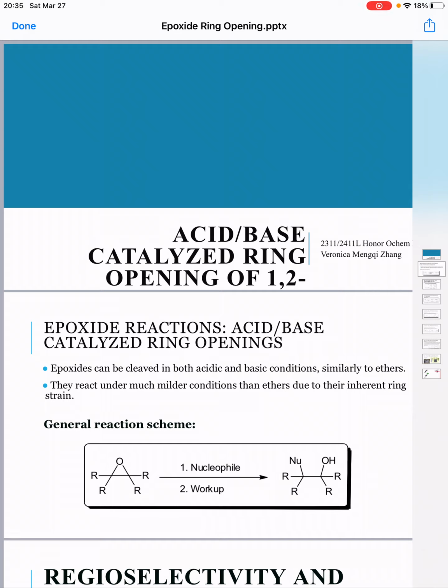In this experiment, you will be working in a group of two, where one student will run the acidic epoxide ring opening, and the other student will run the base catalyzed ring opening. Then you will be sharing the results you got from both, and use the GC data from ELC for analysis.